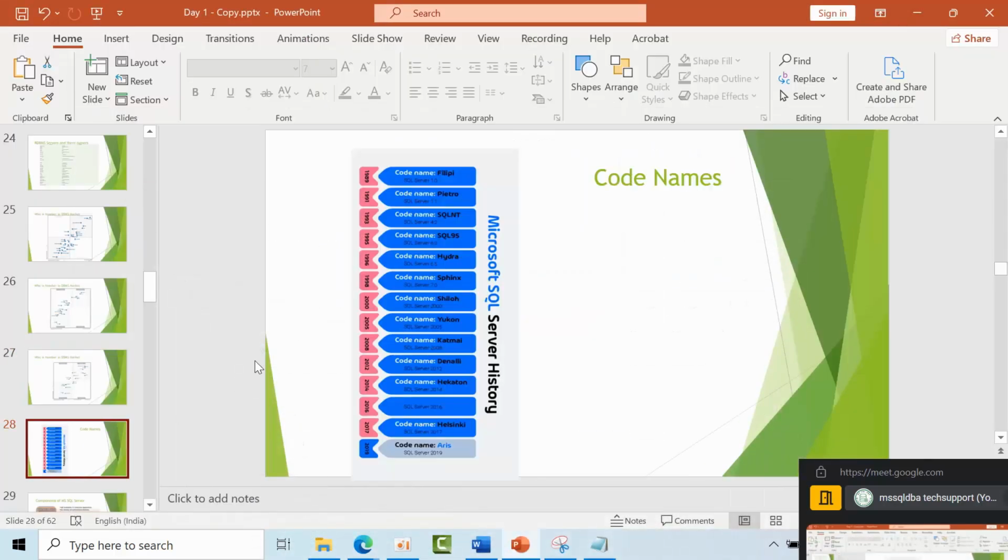Now we are seeing the code names. Sir, as I said previously, every SQL Server version had a code name. For 2019, they named it Aris. For 2022, they have Dallas. This is just for information purposes; they are not going to ask this in the interview.